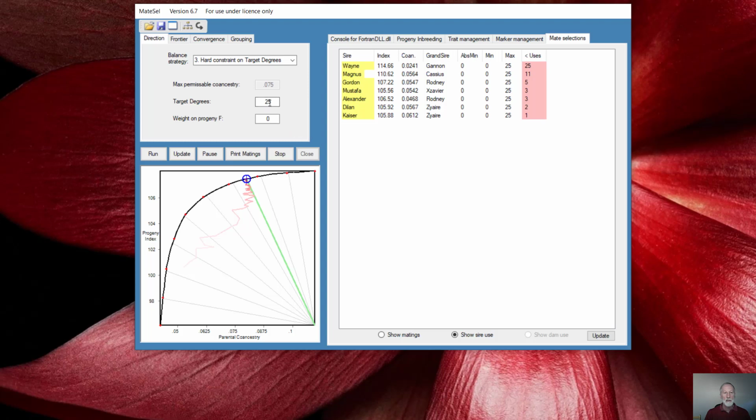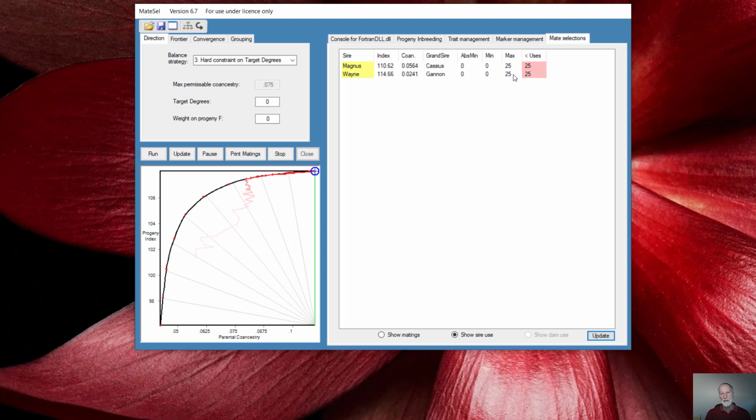So let's change our target degrees to give maximum genetic gain. If we update that, we see the evolutionary algorithm rather quickly take us up to that optimum. I click the update button on the bottom right here, and we can see that Magnus and Wayne are used the maximum permissible number of matings each, 25, giving us the 50 matings that we are asking for in this analysis shown here on the input.